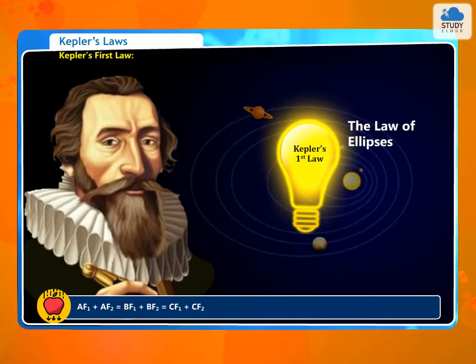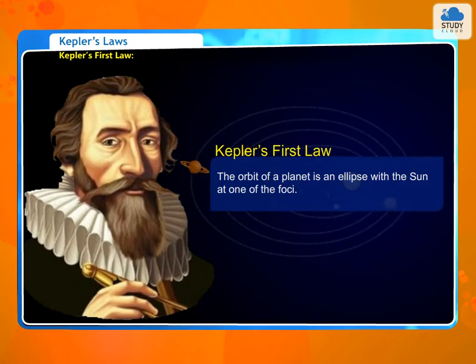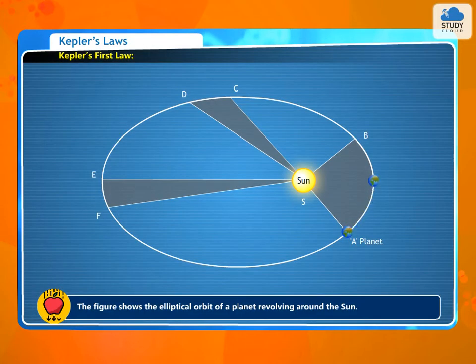Kepler's first law. The orbit of a planet is an ellipse with the sun at one of the foci. The figure shows the elliptical orbit of a planet revolving around the sun. The position of the sun is indicated by S.